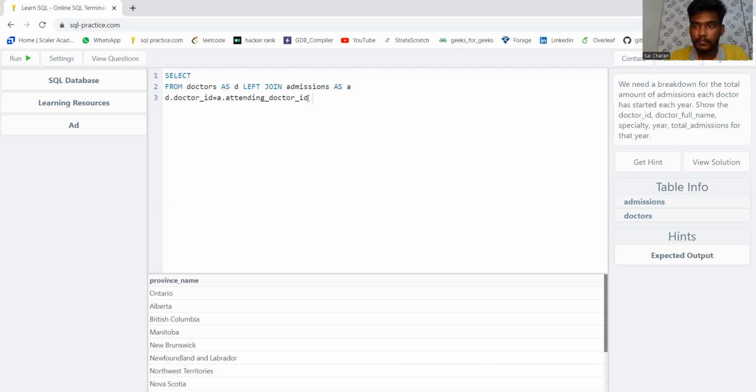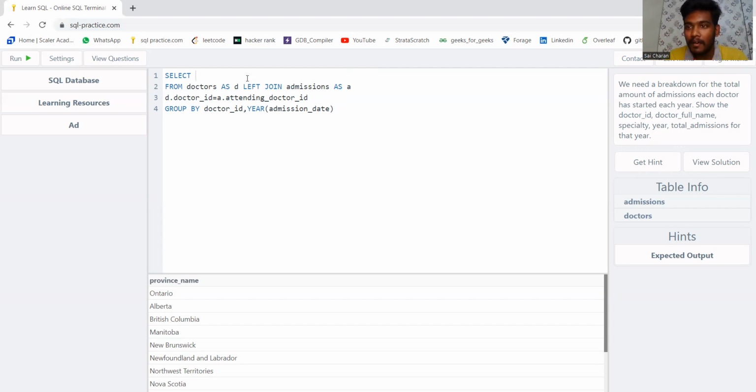Now, what they are asking is for every doctor and for every year, how many admissions were taken? So obviously this is a group by. For every doctor, I am grouping first, based on doctor ID. For this doctor, who are all the patients he had, and how many admissions were there? Now I need it for every year also, so year of admission date. This is the way of grouping.